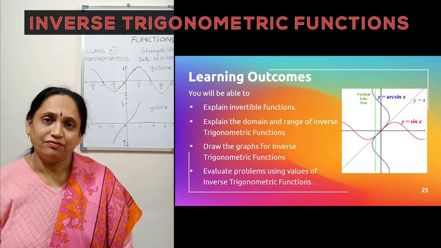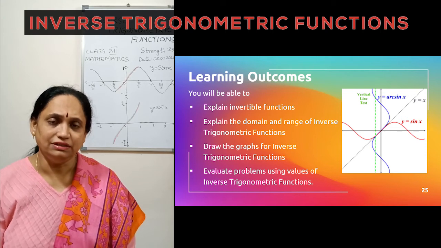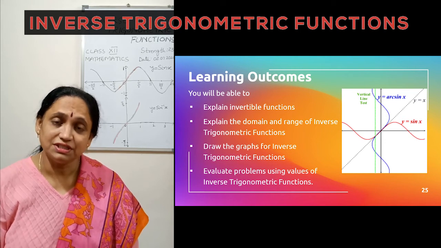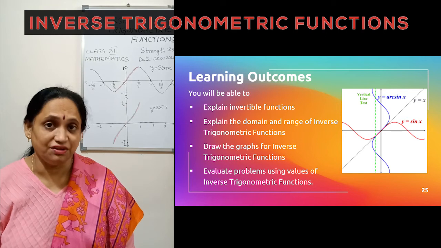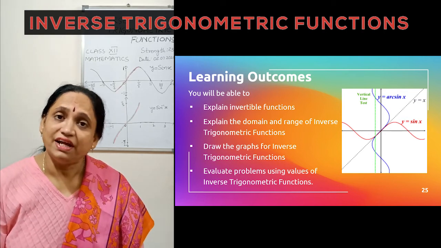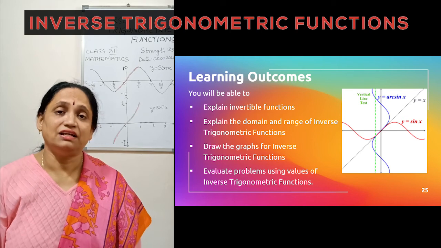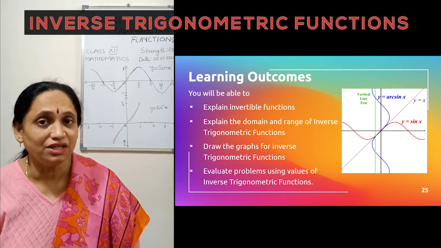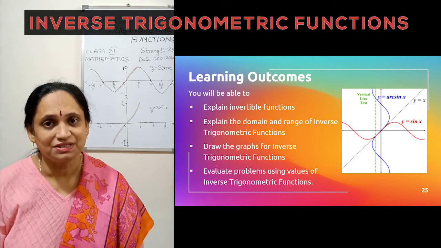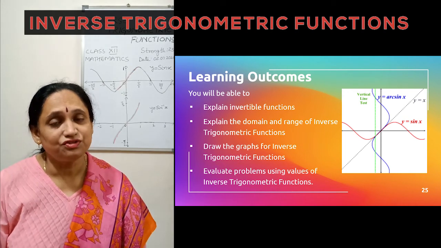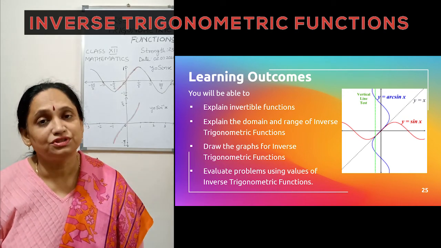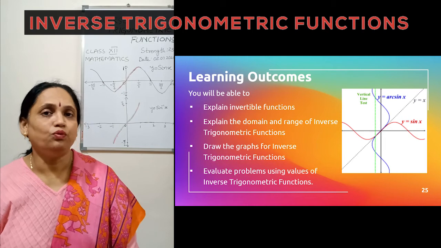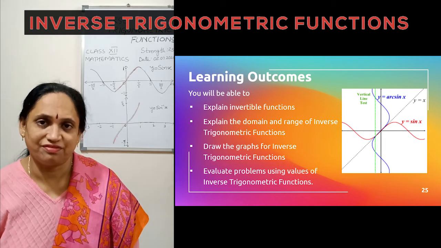So I hope you have understood what we have done, and you are able to now decide what are inverse functions, and are these trigonometric functions invertible? Can we find inverse of trigonometric functions, and how do we find it? If we restrict the branches, is there only one type of branch which we get, or we have more branches? You are able to draw the graphs for the trigonometric functions, and you will be able to draw the graphs for the inverse trigonometric functions. And then you are able to evaluate some values of inverse trigonometric functions.